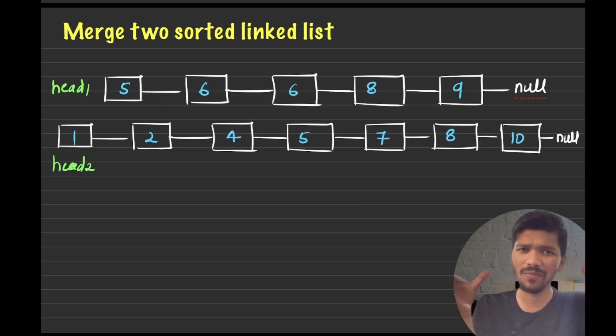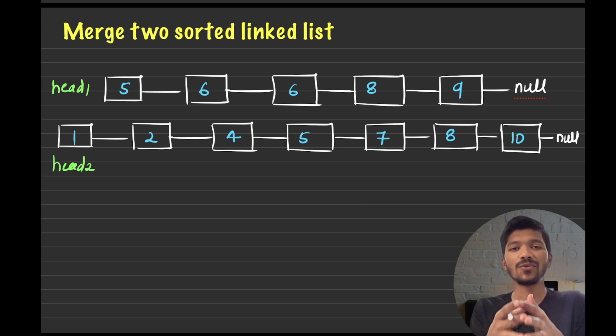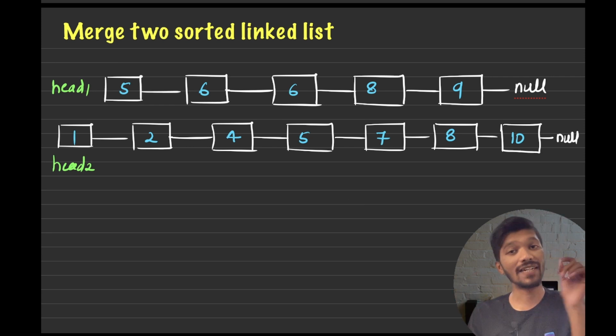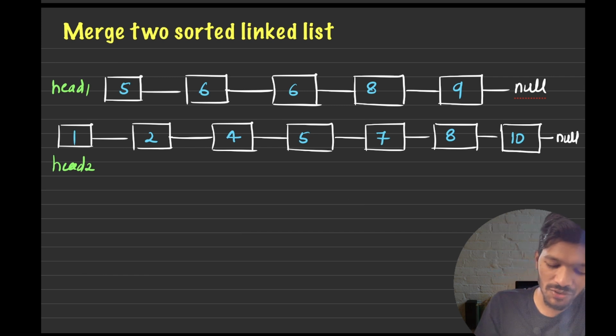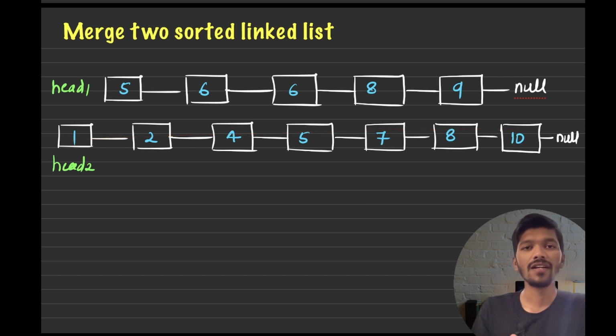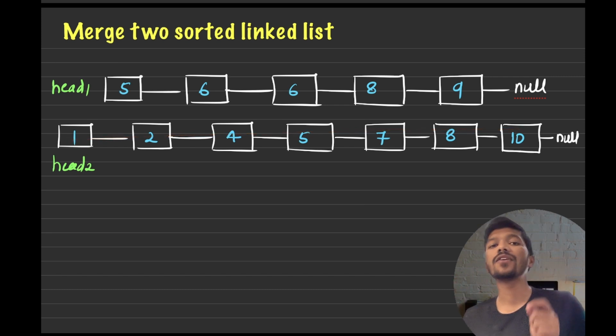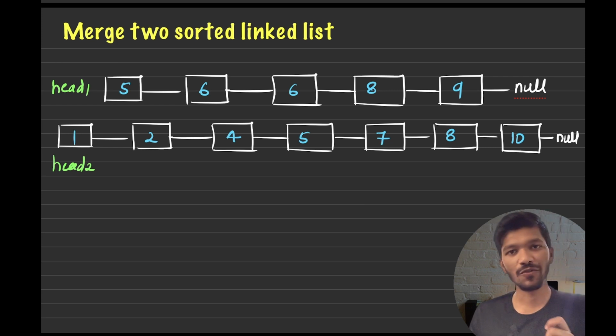Simply, we need to combine both the linked lists together to obtain a new linked list, but at the same time the new linked list should contain all the elements of the first linked list and all the elements of the second linked list, and the new linked list should be completely sorted. Okay, so let's first try to solve this problem using the brute force solution.